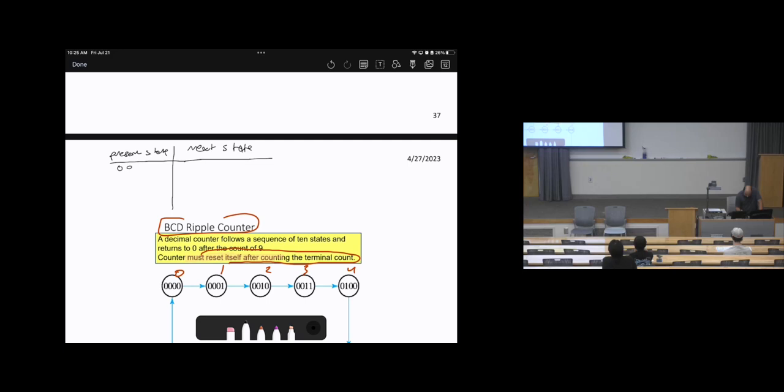So present state here, 0000. It will go to 0001. 0001 will go to 0010. 0010 will be 0011. 0011 will go to 0100. 0100 will go to 0101. 0101 will go to 0110. 0110 will go to 0111.